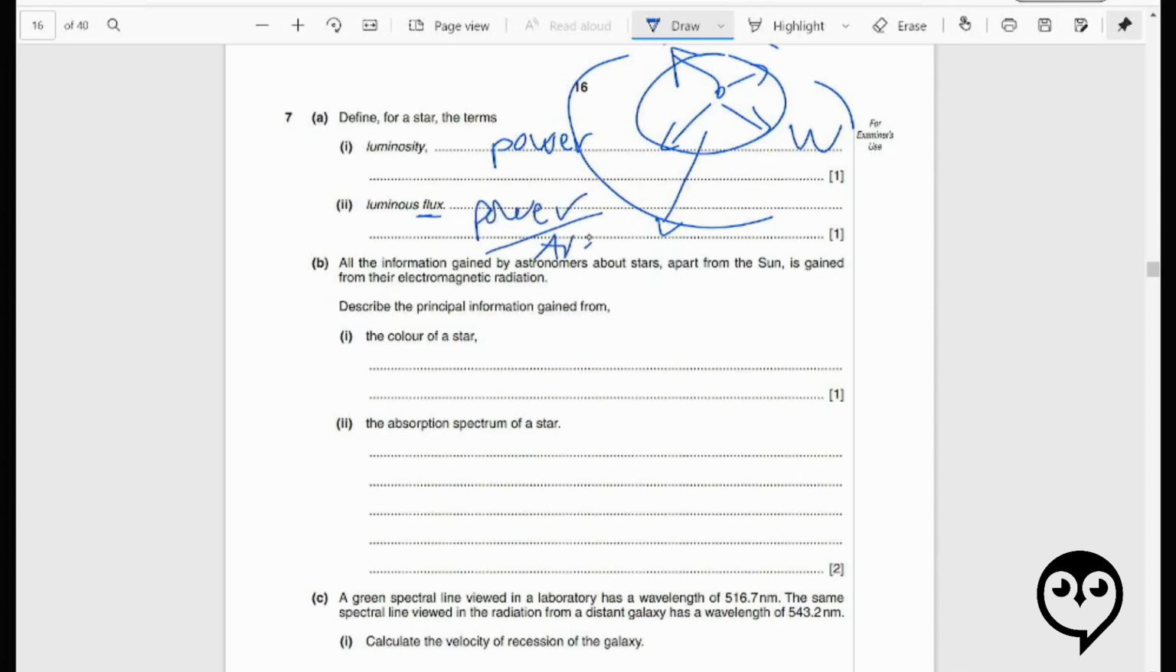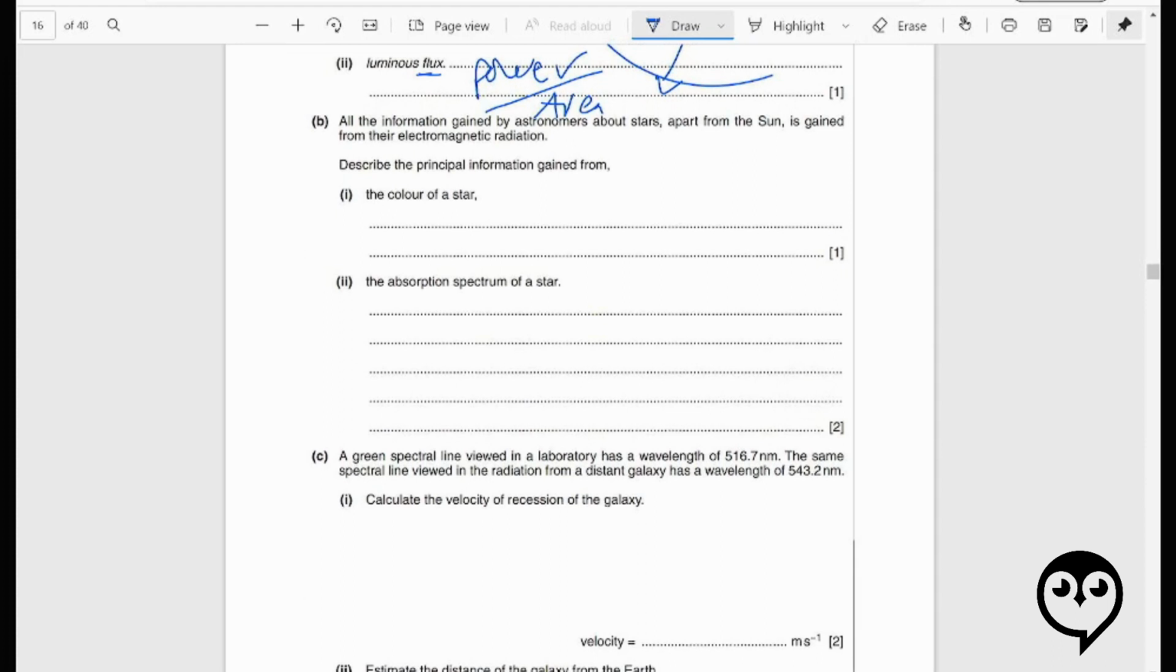Just like magnetic flux is the magnetic field strength per unit area, so luminous flux will be the power per unit area. Okay, what information can be gained from the color of the star? That's the temperature. What can be learned from the absorption spectrum of a star? Well, we can do two things. We can figure out what its composition is because we'll know the spectral lines are indicative of certain elements. We can also determine the recession velocity, how fast this thing's moving away. We get that from the redshift, don't we?